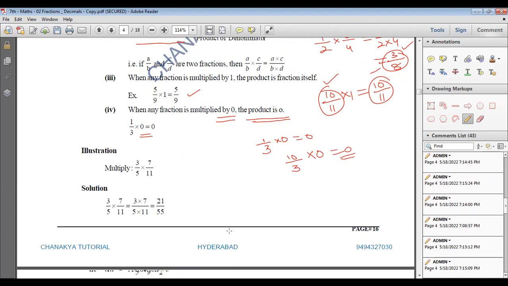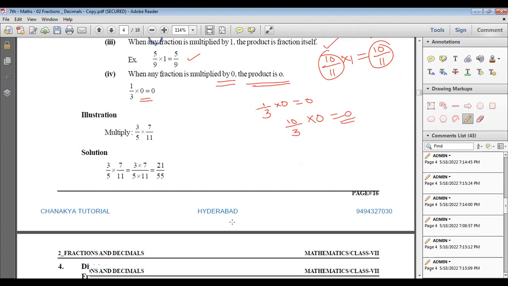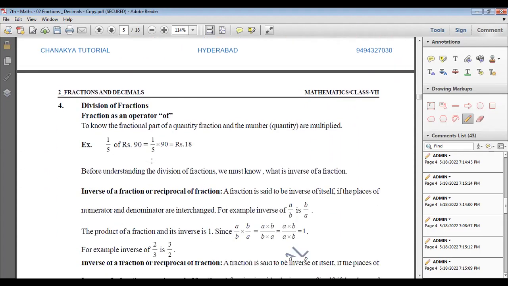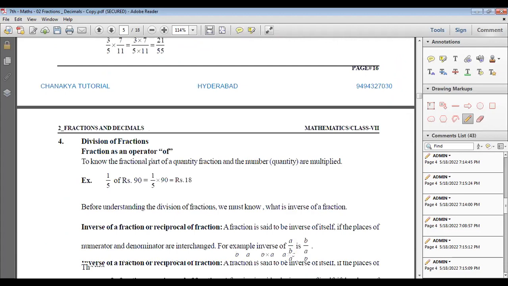There are a few examples given here, children. Please check them. A fraction multiplied with a fraction, both the numerators you are supposed to multiply: 7 threes are 21, 11 fives are 55. That's all, you can write it in the simplest way. That is the fraction multiplication rules, children.